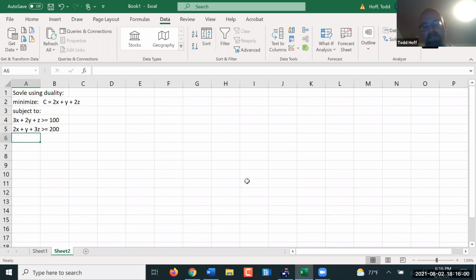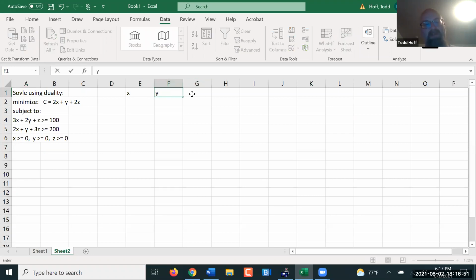And of course, x is greater than or equal to 0, y is greater than or equal to 0, and z is greater than or equal to 0 are trivial constraints. Not only is it a minimization problem, it's a standard minimization problem because it's minimization and all the constraints are greater than or equal to. Remember, in a standard maximization problem, we maximized the objective function and all the constraints were less than or equal to. So this one can be solved with duality. We can transpose the matrix and whatever, but we don't have to.